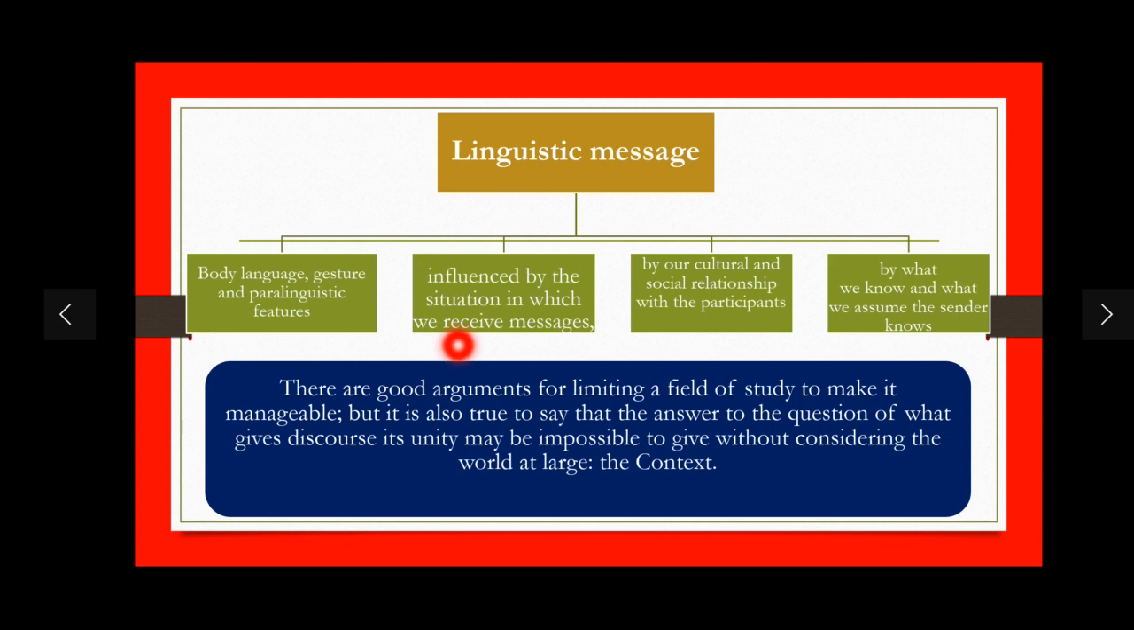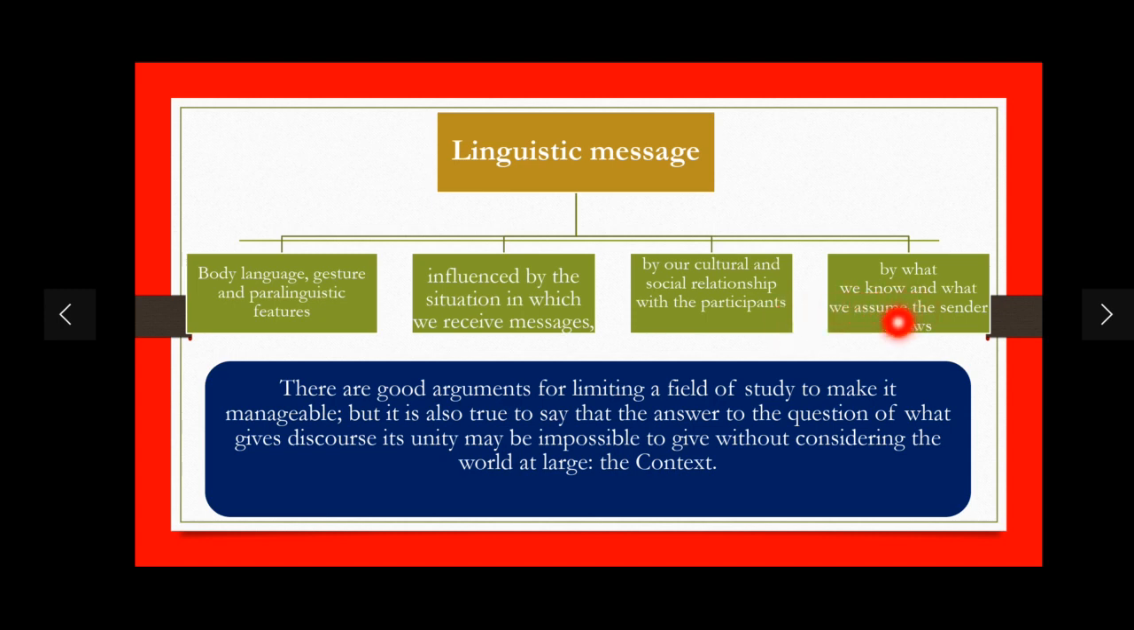We are also influenced by our culture and social relationship with the participant. Because most of the time, the speaker and the listener might belong to different cultures or they might belong to a different social setup. So when you have different social norms, it will also influence the message you receive. Or when you belong to a different culture, different cultures will also influence the communication and the message we receive.